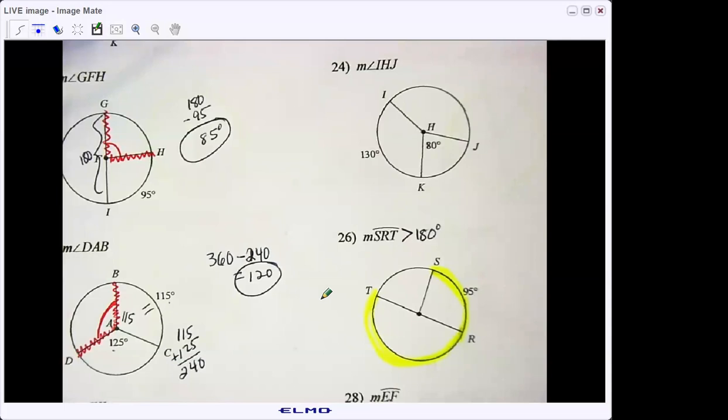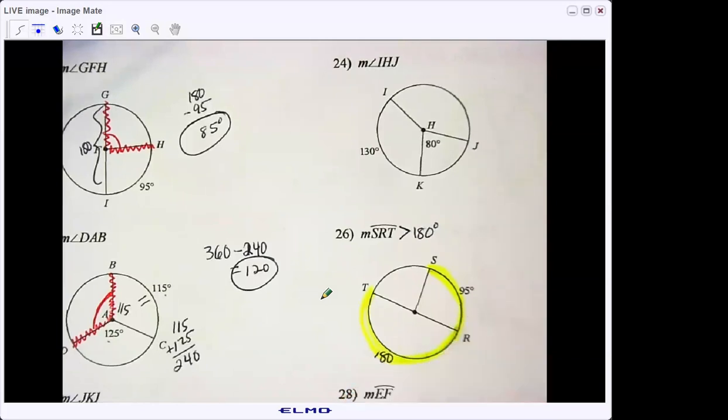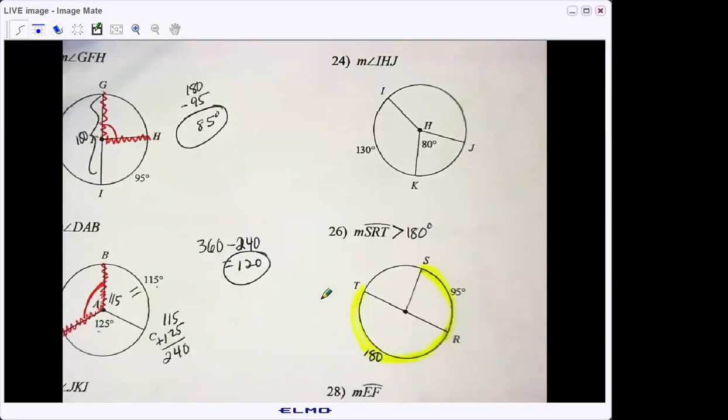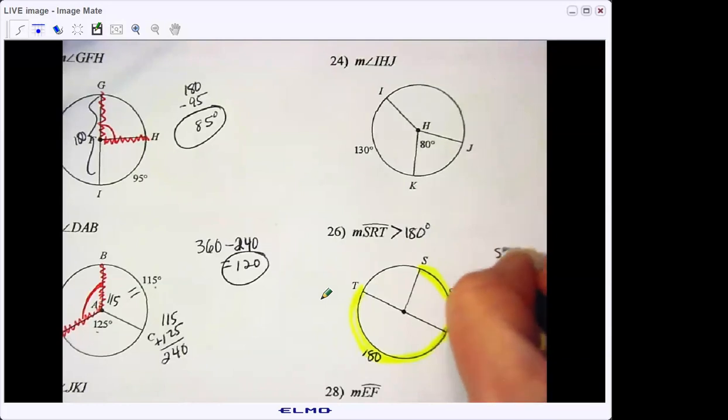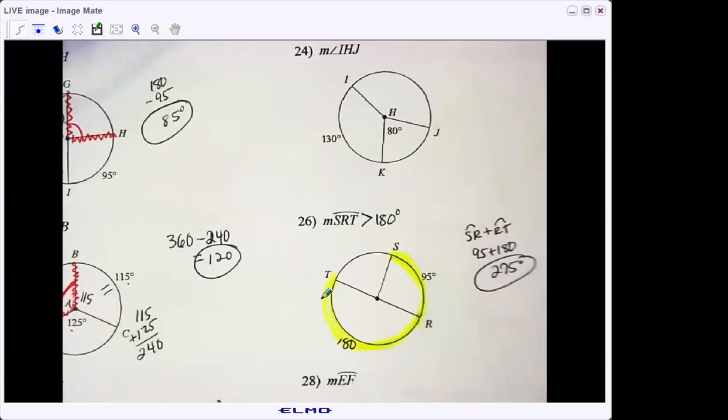Okay, so there were a lot of right answers. Everybody had it in there. Perfect. Okay, so we know that S to R is 95. We know that R to T is 180 because it's half a circle. Now what we need to do is add them together. So arc SR plus RT, we've got 95 plus 180 is 275. And you're done.